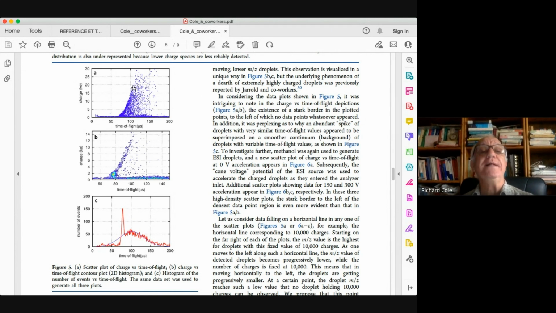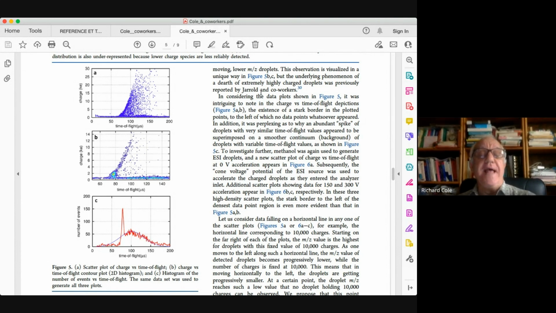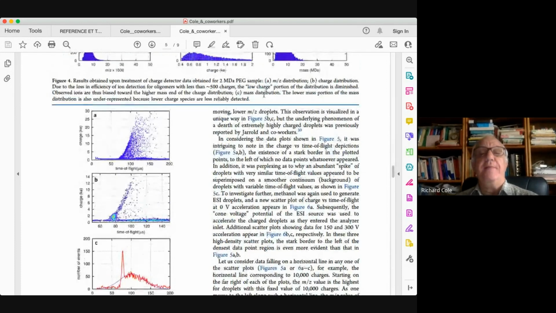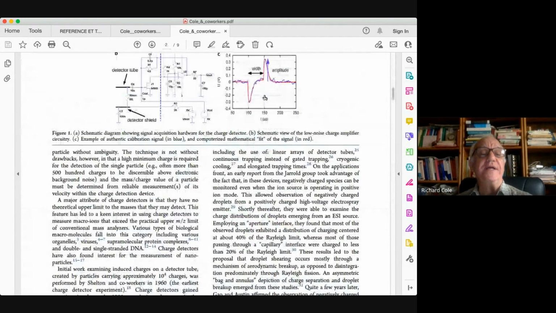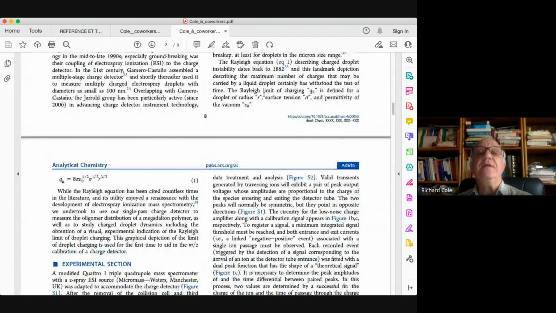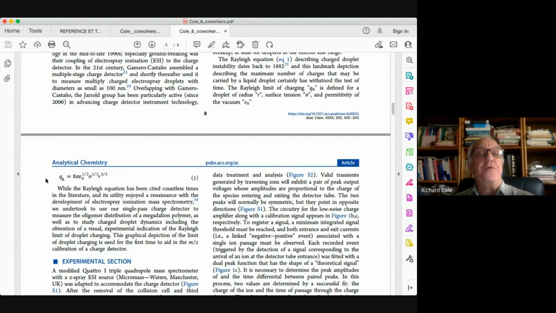So really, what we've got now is a visual indication of the Rayleigh limit of charging here, and it corresponds to this line of points. And so I'm going to take you back here to the Rayleigh equation. Just as a reminder, this Rayleigh equation was first given way back, I think 1882, by Lord Rayleigh.